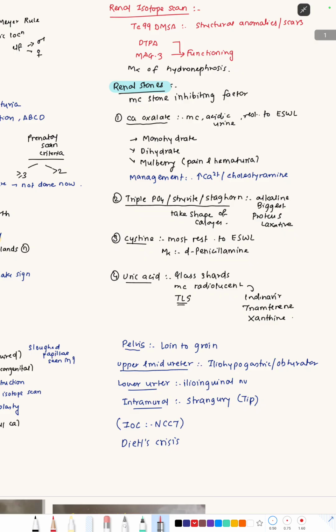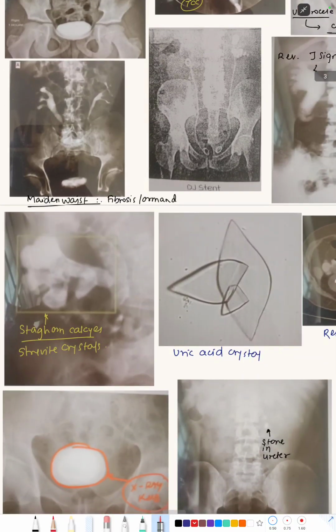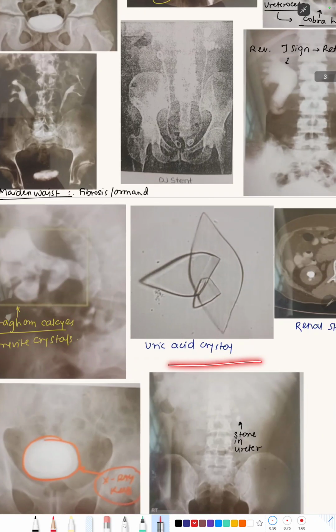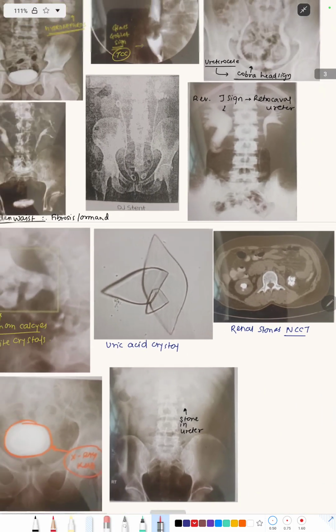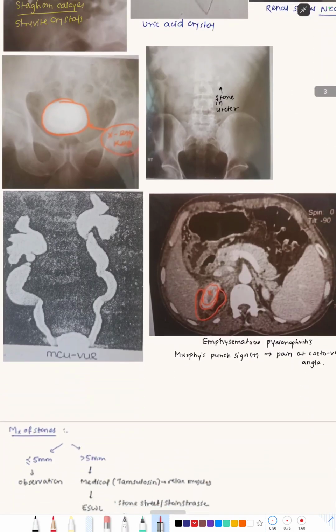Investigation of choice for any stone is going to be NCCT. And Dietl's crisis is that sometimes the stones are going to obstruct the flow, because of which the kidney becomes palpable and distended. Now, upon change of position, sometimes these stones can be displaced, and a large volume of urine then flushes out. So that is called Dietl's crisis. So here in the image you can see this is going to be the staghorn calculus or the struvite crystals which take the shape of the calyces, and this is the uric acid crystal which is radiolucent. Here this is the NCCT showing the renal stone, this is the X-ray KUB showing a big bladder stone, and then this is going to be stones in the ureter.